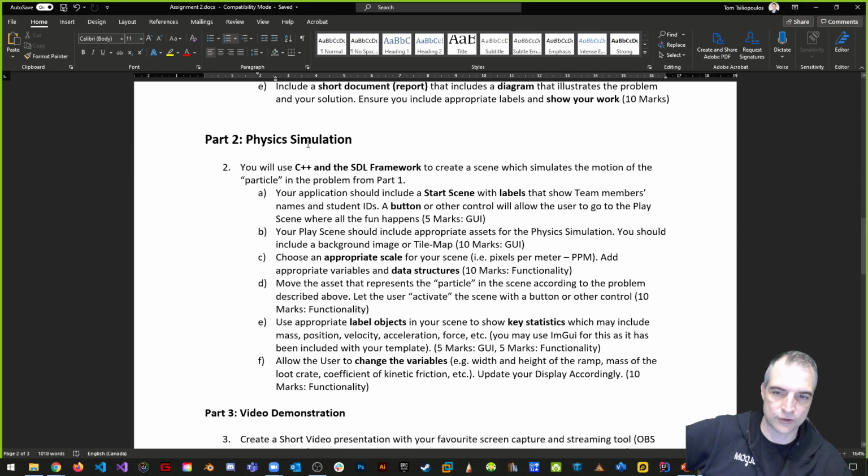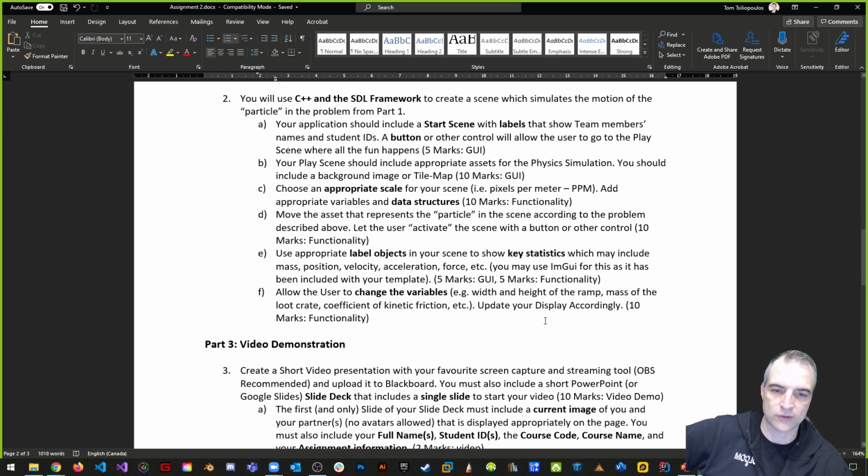In your physics simulation, again, similar to what we talked about before, I want you to create some kind of elements to allow you to not just show the simulation, but give your user some options. For example, they should be able to change the width and the height of the ramp, the length and the height. They should be able to change the mass of the loot crate, change the coefficient of kinetic friction. Maybe it's not metal on metal. Maybe it's metal on rubber on metal. What does that look like? But don't do frictionless because we've already done frictionless, although you could turn down the friction if you want and show what that looks like.